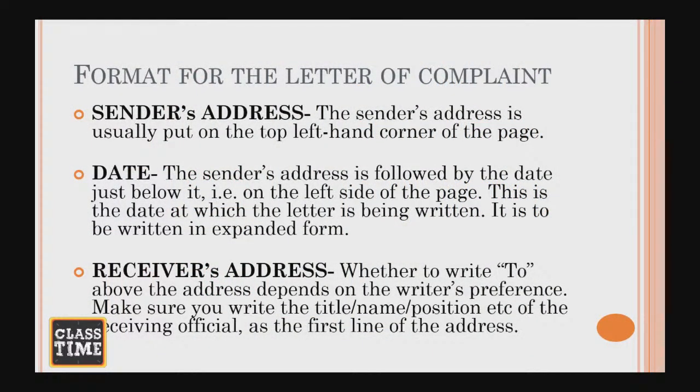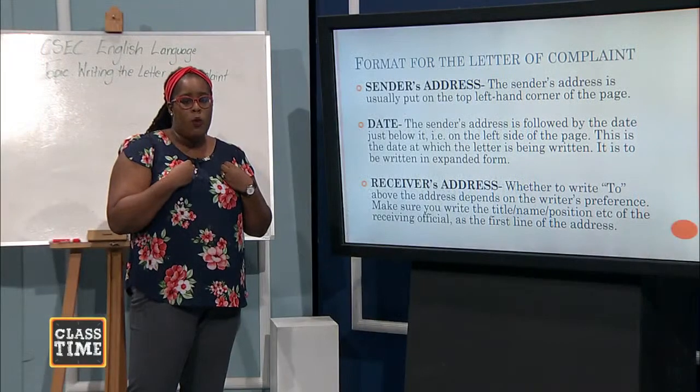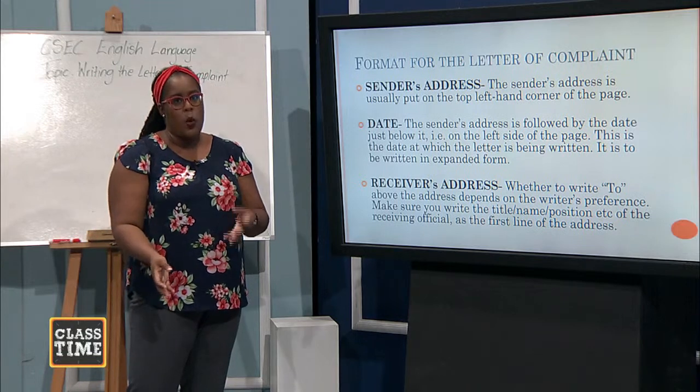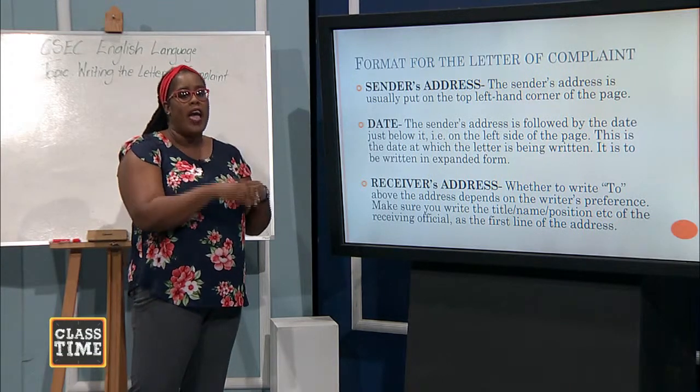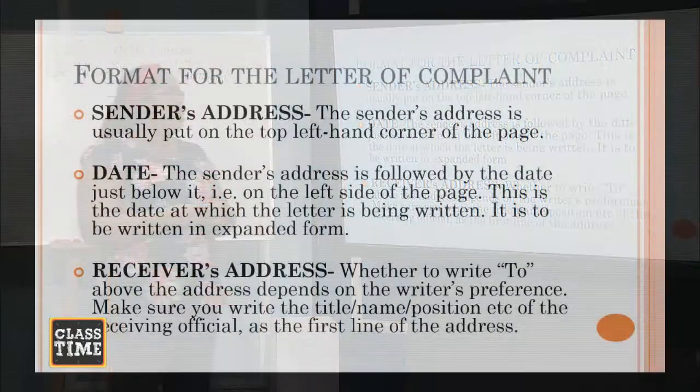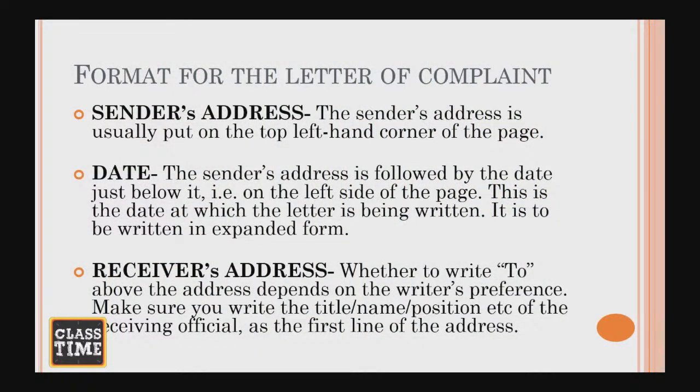Now, format for the letter of complaint. In this one, we have two addresses. First, we are looking at the sender's address. Who would be the sender? If I am the one who has the complaint or the problem, I would be the one sending the letter, so I would be the sender. My address would need to be there. The sender's address is usually put on the top left-hand corner of the page, and based on the information here, they are speaking about using the block format.